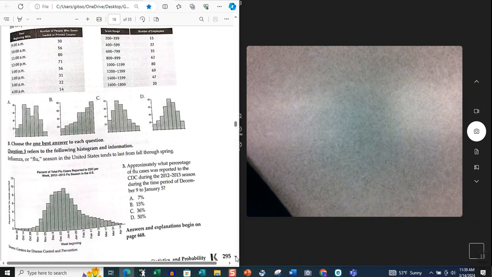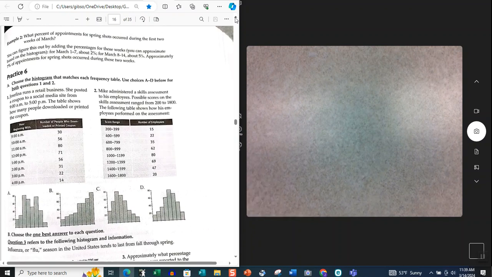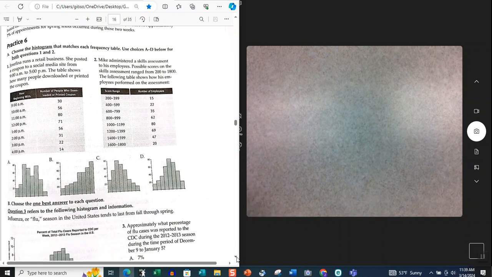Now, just like in the previous lesson, we only had 4 problems we had to complete, and we only have 4 problems to complete for this lesson. It's just that it's a lot of writing in the graphs. So now, for practice 6A, it says choose the histogram that matches each frequency table. Use choices A through D below for both questions 1 and 2.